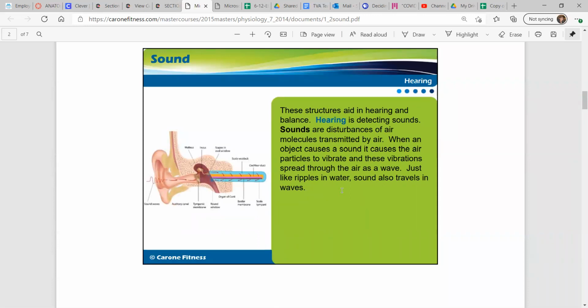Hearing is detecting sounds, and sounds are disturbances of air molecules transmitted by air. When an object causes a sound, it causes the air particles to vibrate, and these vibrations spread through the air as a wave, just like a ripple does in water. Sound also travels in waves.